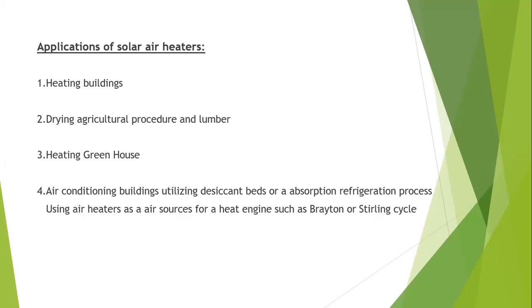And the third one is heating greenhouses. As we discussed before, this is used for heating the greenhouse. And the fourth one is air conditioning of buildings utilizing desiccant beds or absorption refrigeration processes.